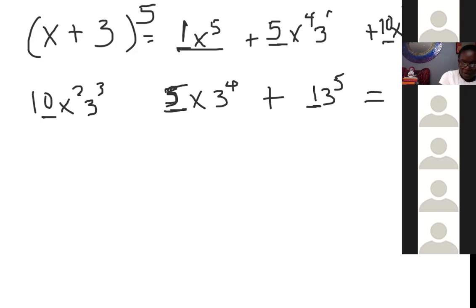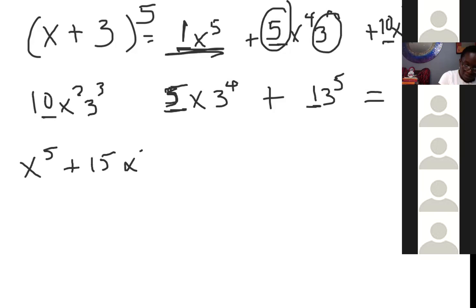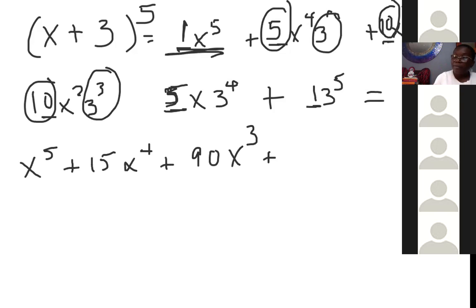So the first term right here, 1x to the 5th, just becomes x to the 5th. The next term, we have a 5 here, which we're multiplying by 3. So we get 15x to the 4th. The third term, we have 10 times 3 squared. 3 squared is 9. 9 times 10 would be 90x to the 3rd. Now, the fourth term is 10 times 3 to the 3rd. 3 to the 3rd is 27. 27 times 10 is 270.